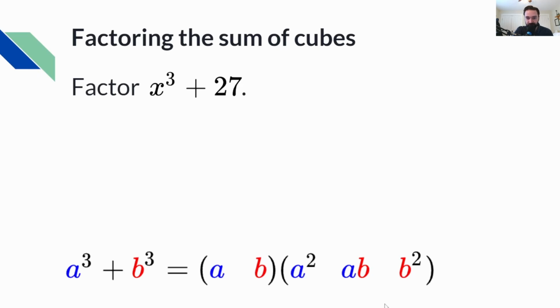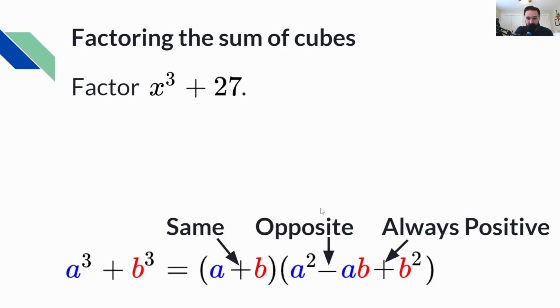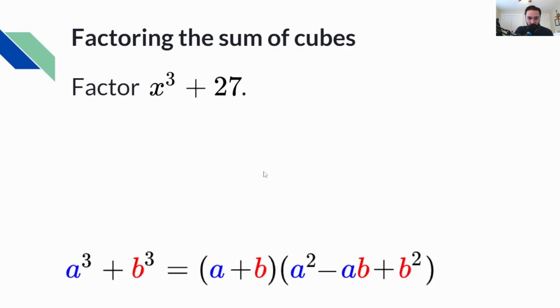You say, Luke, what do we put in these empty slots as far as plus and minus signs? And I would say use SOAP. Use SOAP to fill in those slots. We have a plus here, so we'll do the same, plus, and then opposite, so we'll do minus, and then always positive, so we'll do plus. That's how we can use SOAP to remember the sum of cubes formula.